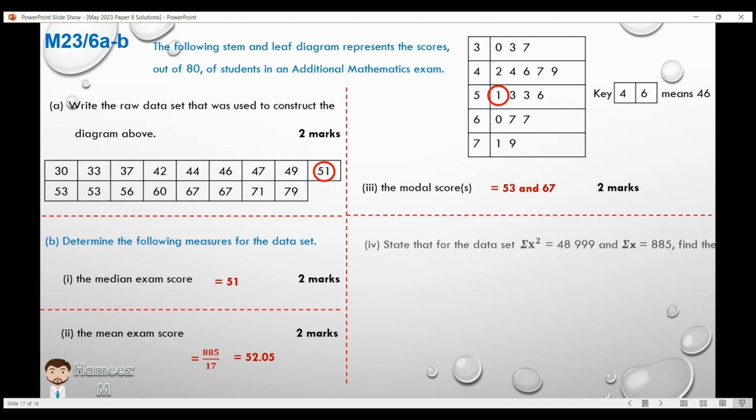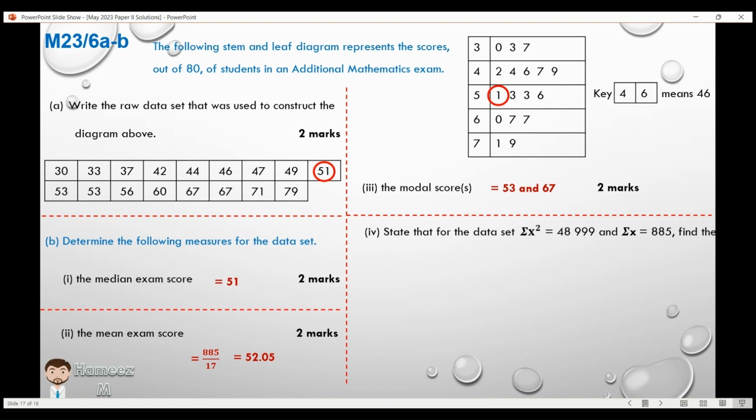Part 4, state that for the data set, sigma x squared is equal to 48,999, that is given, and sigma x is equal to 885, which we had used in part 2. Find the standard deviation of the data set using the formula.